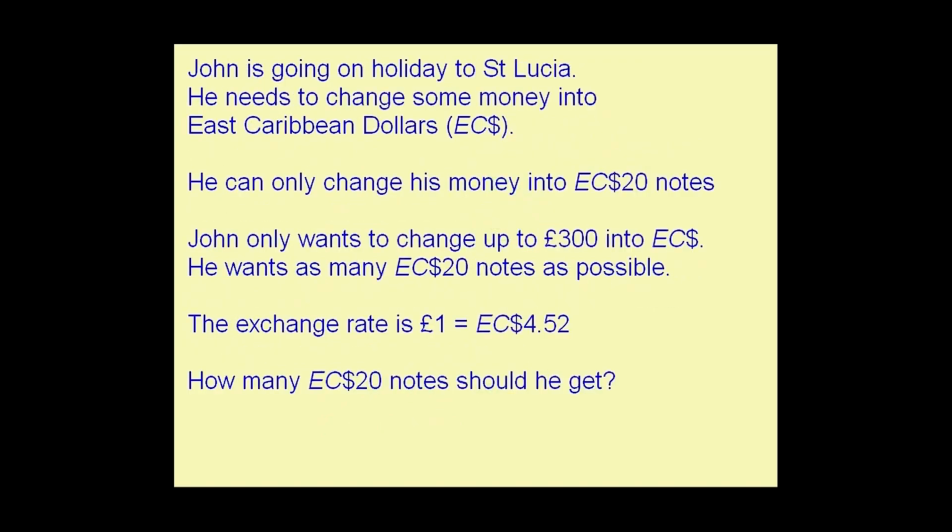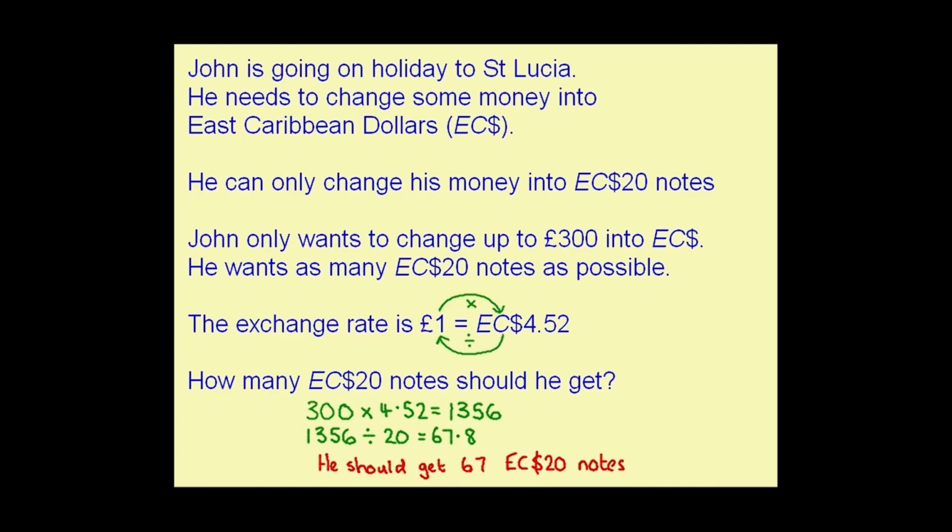Here's your next question. Press pause and have a go. When you're ready, press play. Here's the answer. To get this, you need to change £300 into Eastern Caribbean dollars, then work out how many 20s will go into this by dividing. He can't get 67.8 notes, so he's just got to get 67.